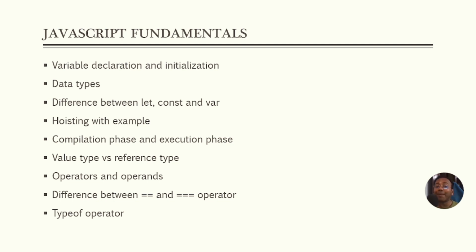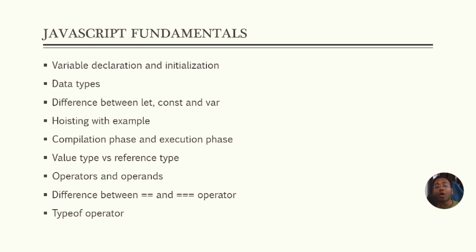Then comes your value type and reference type. As I said, we have 7 fundamental data types and 1 reference data type. You need to understand the difference between value type and reference type so that you can use them as required in your program.